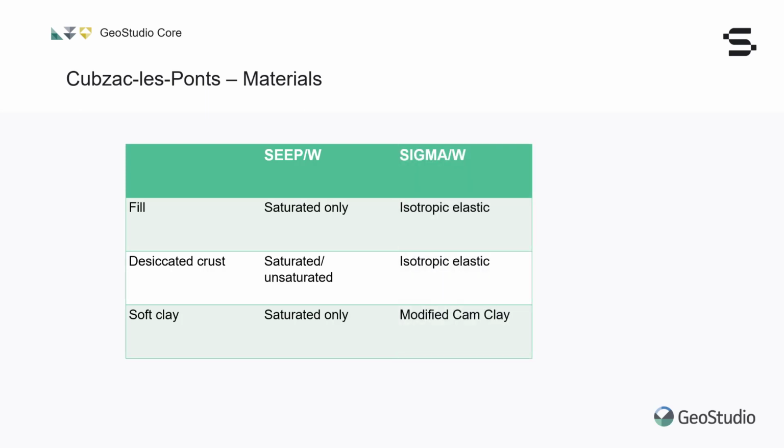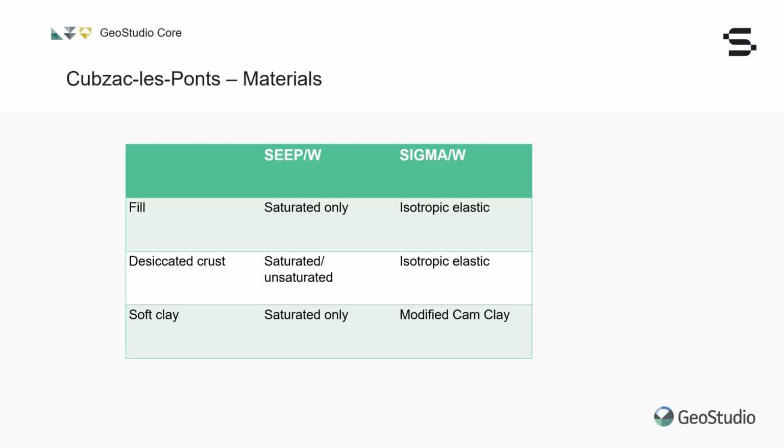For the SIGMA/W analyses, isotropic elastic materials are used for both the embankment fill and the desiccated crust, as these are quite stiff materials and we expect most of the deformations to occur in the underlying soft clay. The soft clay is modeled using the modified Cam-clay material model. This constitutive model is formulated on the classical elastic-plastic framework and exhibits hardening or softening behavior depending on the overconsolidation state.